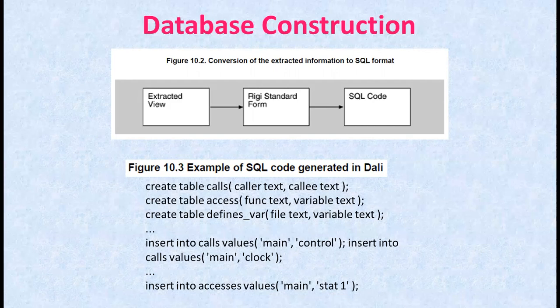Insert into call values within the arguments main control, insert into call values main clock, and insert into access values main start one as arguments. Now coming to the view fusion.